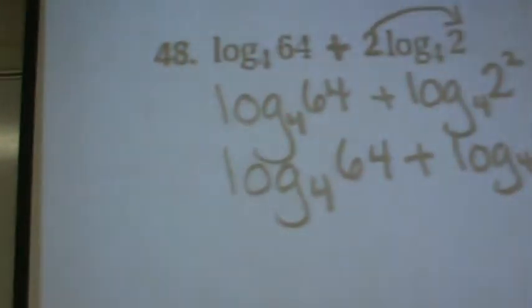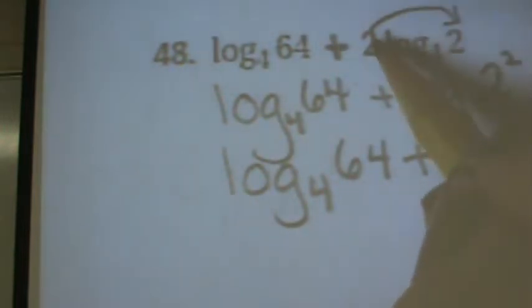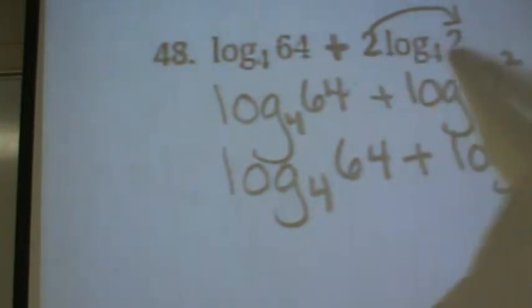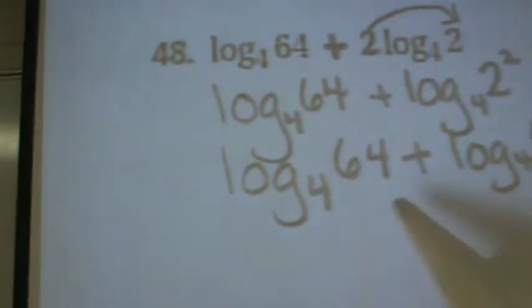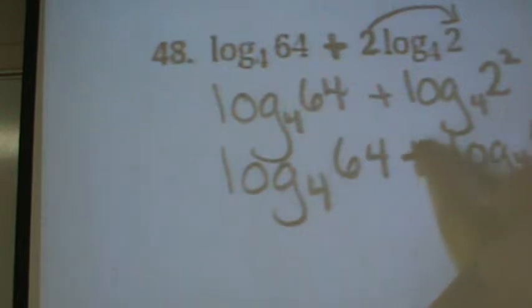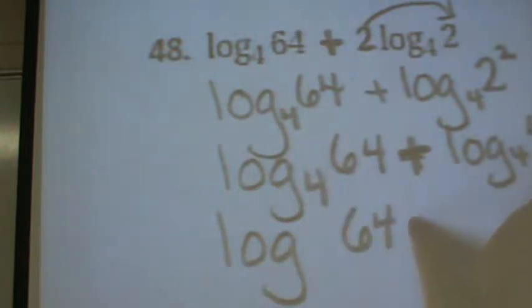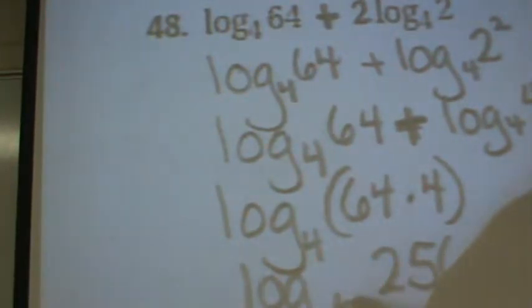Okay, Alex, the power property says if you have a power here, you bring it in front. This is the exponent of this 2. This is a coefficient, you bring it back, it's the power. 2 squared is 4. And then D'Angelo said, hey, we're adding, but we really what? Multiply. What's 64 times 4? 256. The answer is 4.